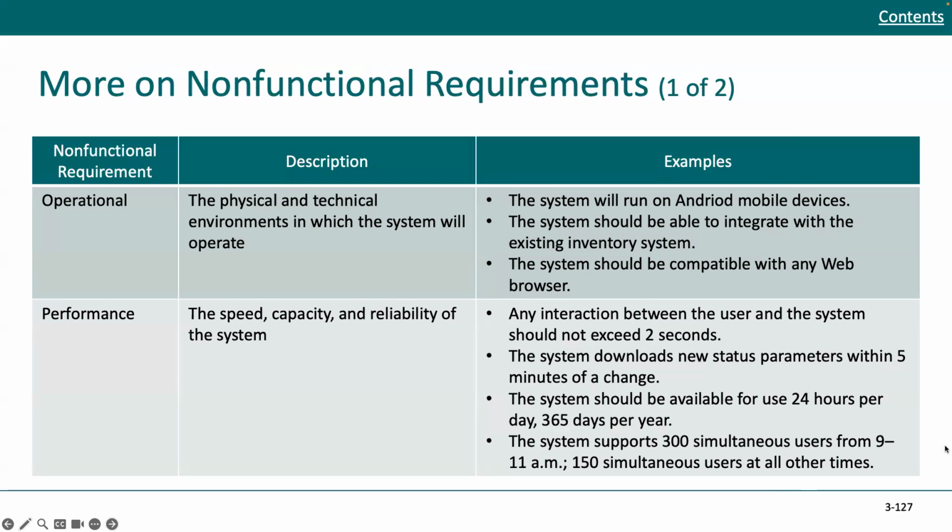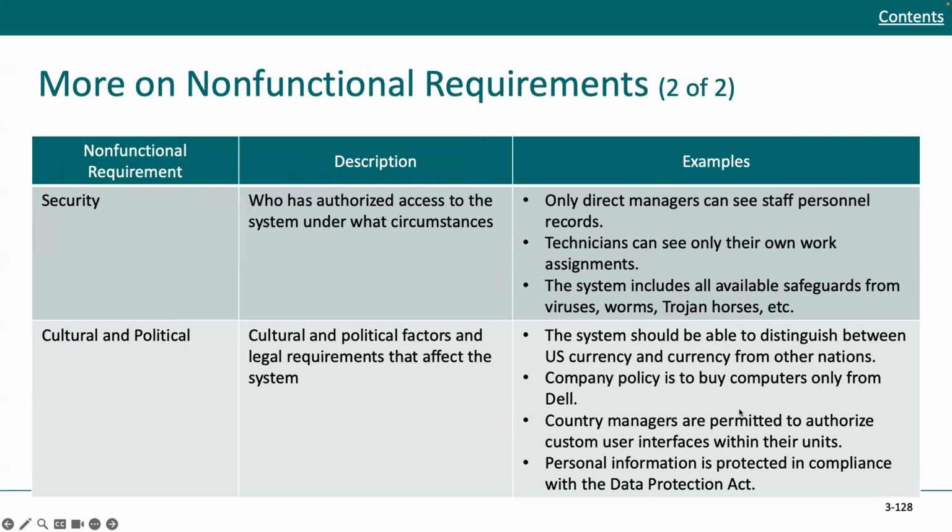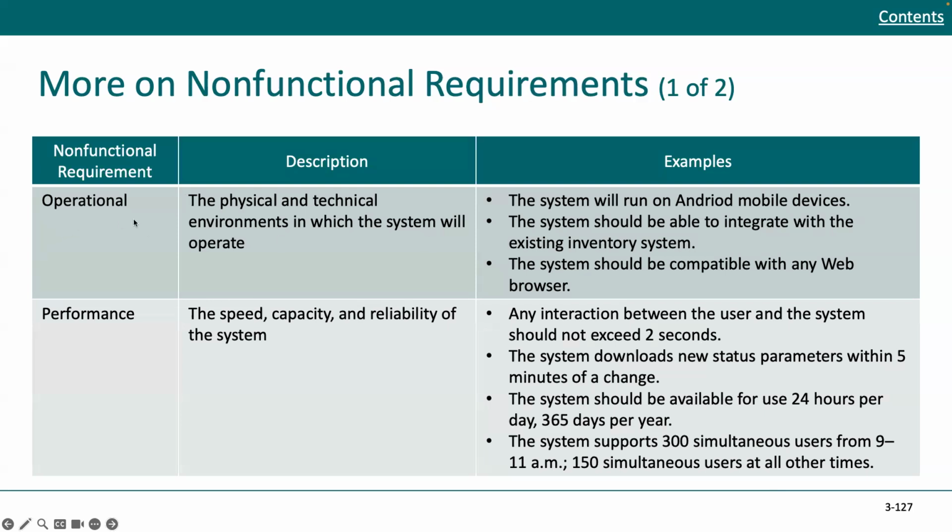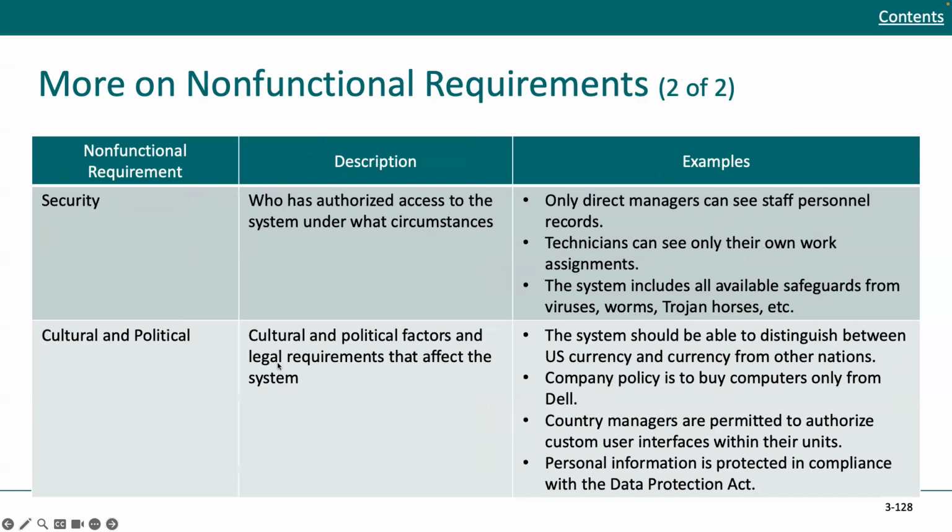So we have a couple of charts here that give us a little bit more perspective on non-functional requirements. And so we have operational, performance, security, and cultural and political. For operational, they're the physical and technical environment in which the system will operate. And we have some examples over here: the performance, the speed, capacity, and reliability of the system; the security, who has authorized access to the system under what circumstances. And then for the cultural and political, we want to consider cultural and political factors and legal requirements that affect the system.